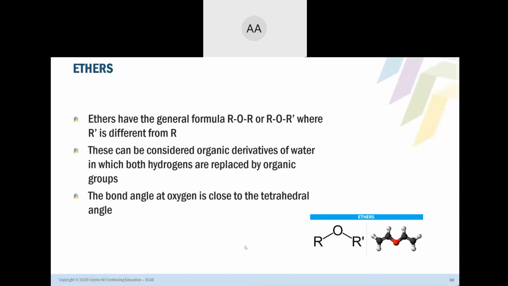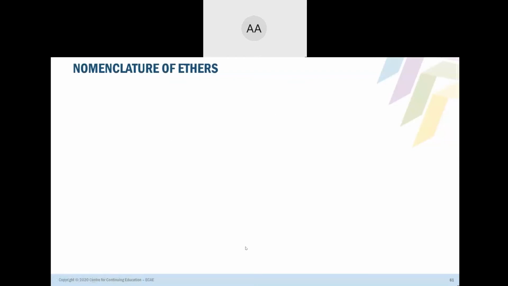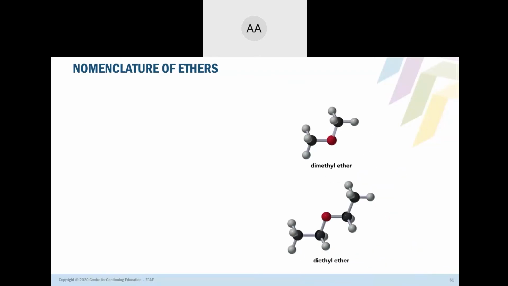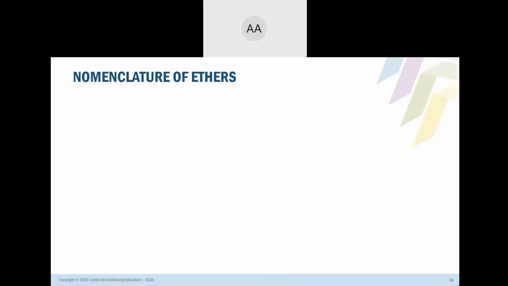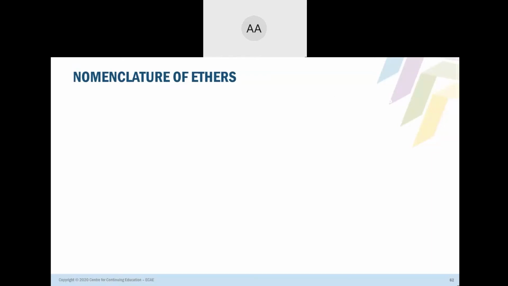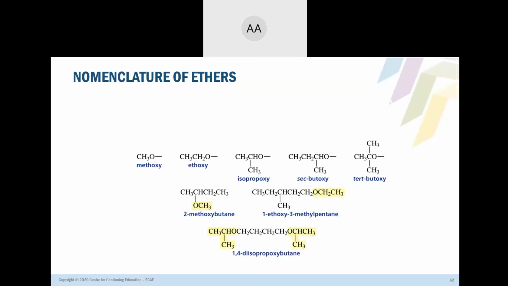So what about the nomenclature of the ethers? You put the common name of the alkyl group first, followed by the word ether, such as dimethyl ether or diethyl ether. The IUPAC name, the smaller alkyl group is converted to an alkoxy name and is used as a substituent. Methoxy, ethoxy, you can see all of these examples here, and it's an important rule for you to remember in the nomenclature of ethers.